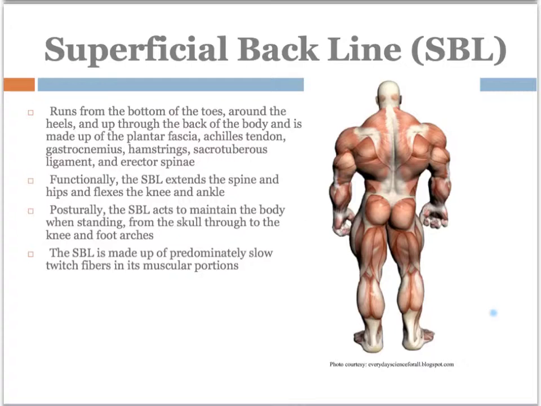The superficial back line connects and protects the entire posterior surface of the body from the bottoms of the feet to the top of the head in 2 pieces, from the toes to the knees, and then from the knees to the brow, which is on the other side, the front side of the head.